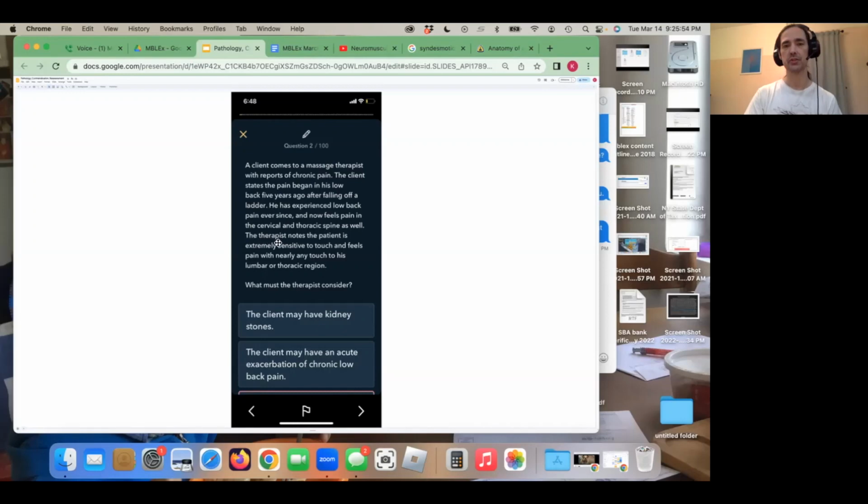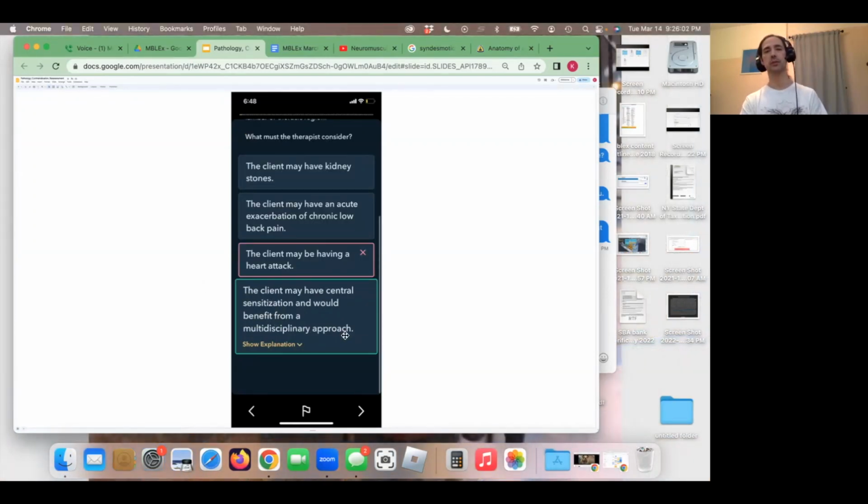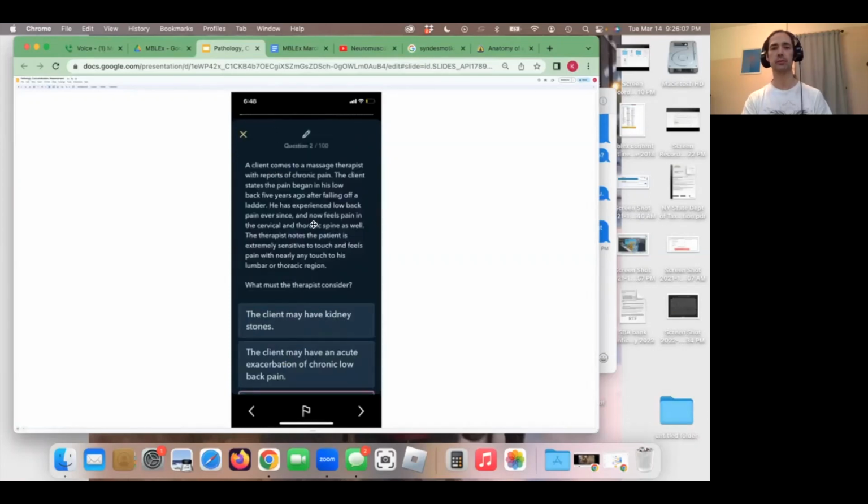The patient is extremely sensitive to touch, and feels pain with nearly any touch to the lumbar or thoracic region. Now, this next part would benefit from a multidisciplinary approach. How are you supposed to discern that from the description of the patient?